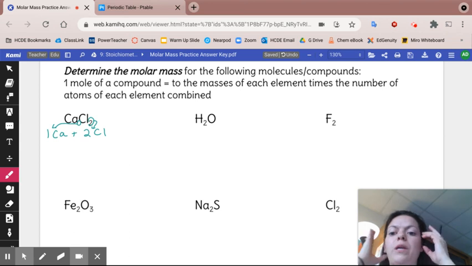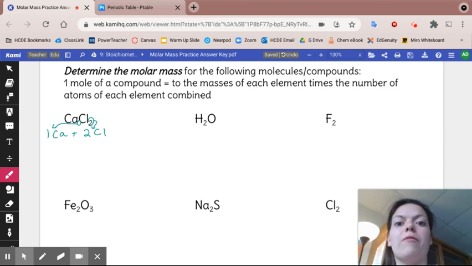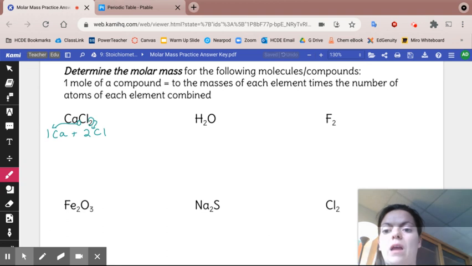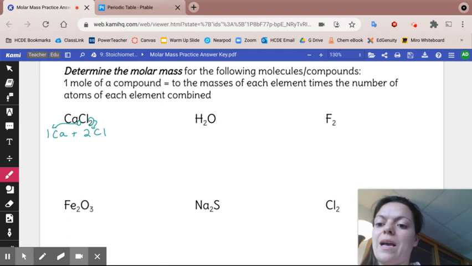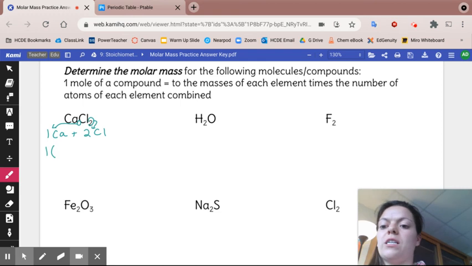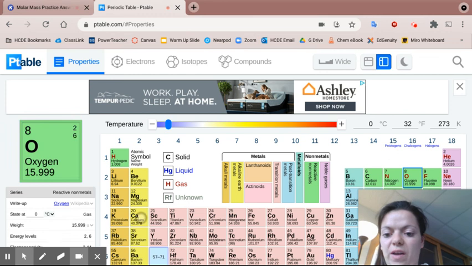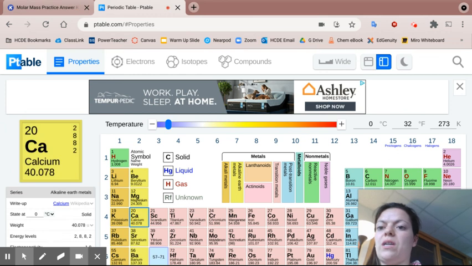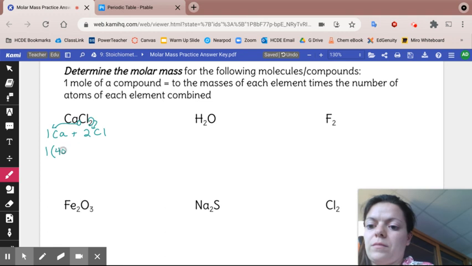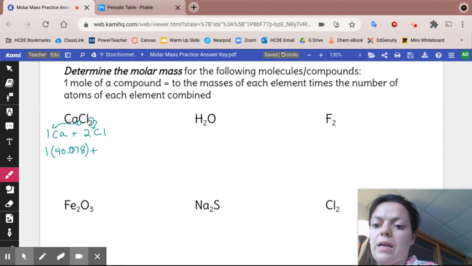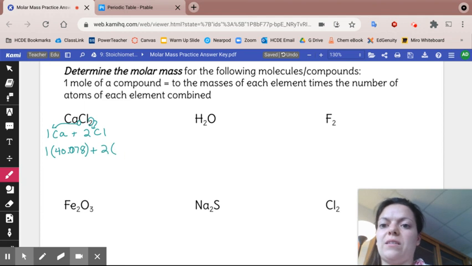So to do this, I'm simply going to multiply the molar mass that I find on my periodic table by the number of atoms of that particular element that there are in the compound. Okay, so in this first one, I have 1 calcium atom and 2 chloride atoms. So I'm going to multiply the atomic mass of calcium, go to my periodic table and find it. It is 40.078, plus 2 times whatever the mass of chlorine is.